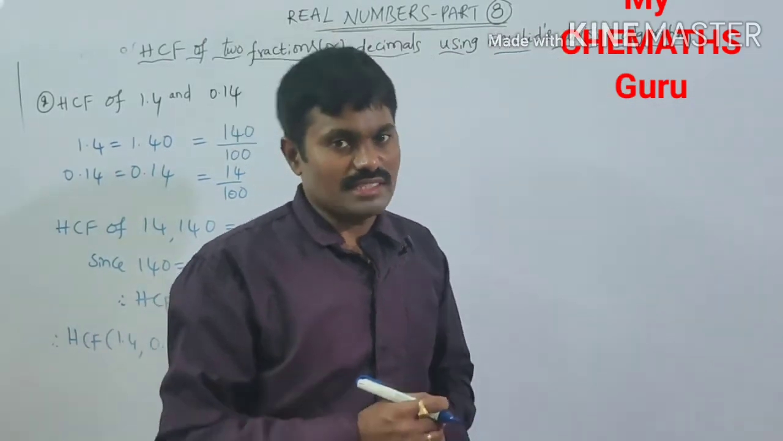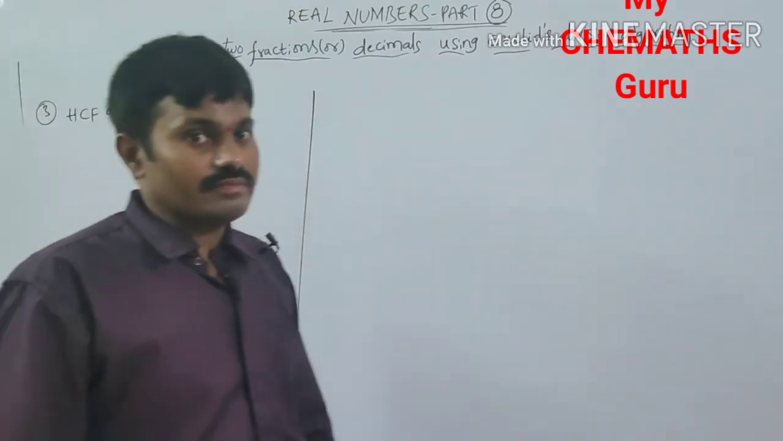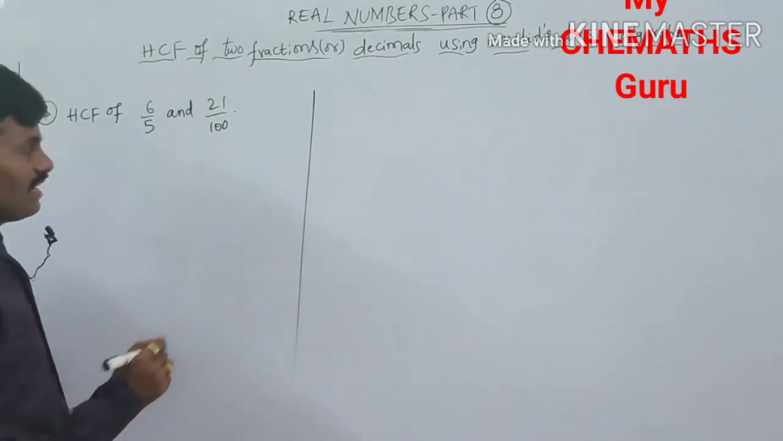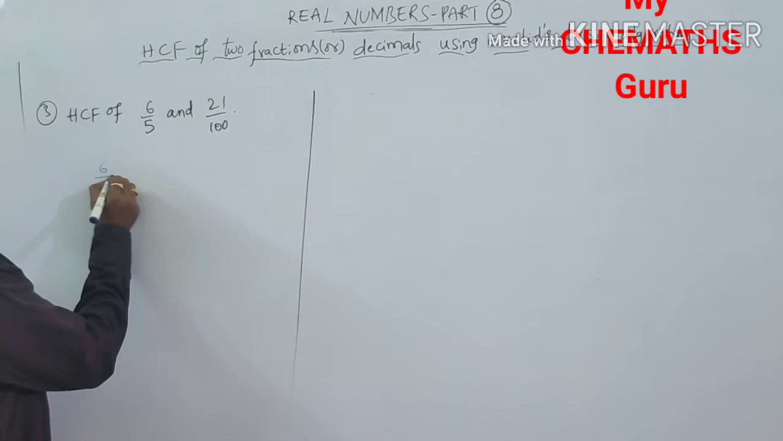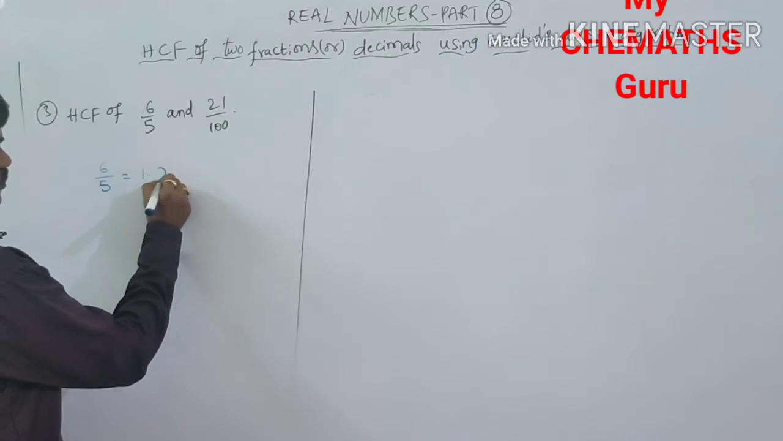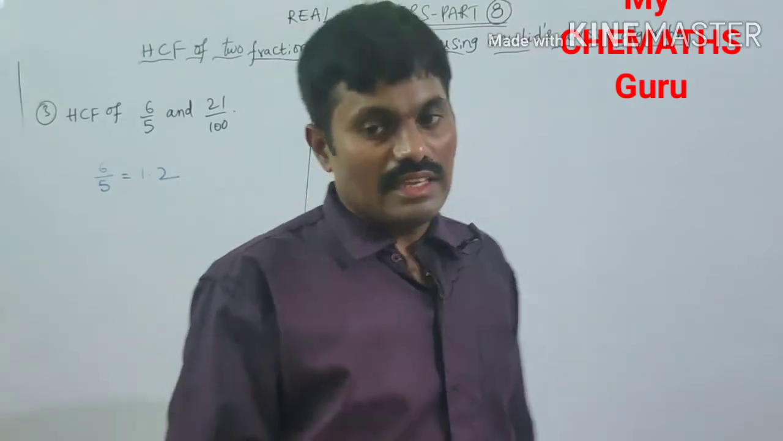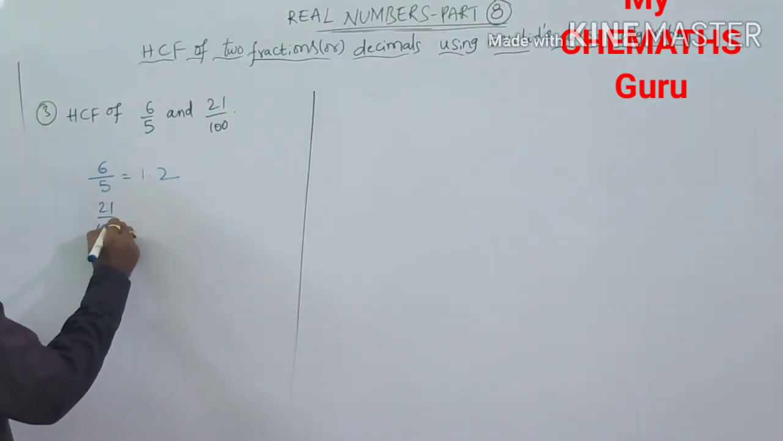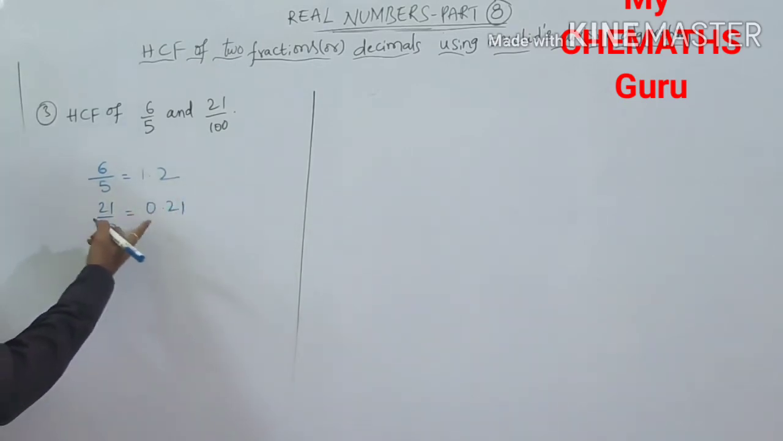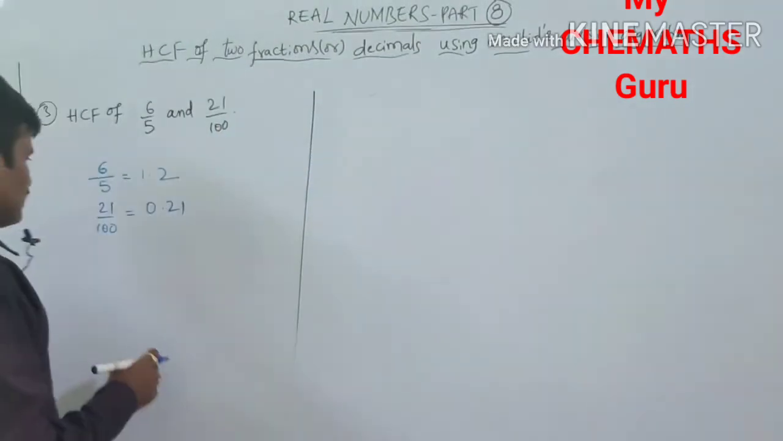Okay. Shall we discuss one more example? Yes. What is our question? Find the HCF of 6 by 5 and 21 by 100. Now express 6 by 5 in decimal form. 6 by 5 is equal to 1.2. We already solved this in an earlier problem. Now 21 by 100 can be written as 0.21. If you divide by 100, the decimal point shifts from right to left 2 digits.